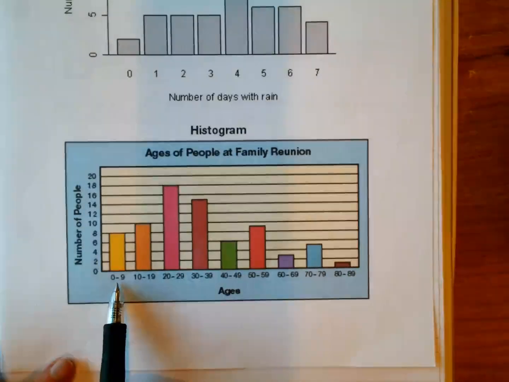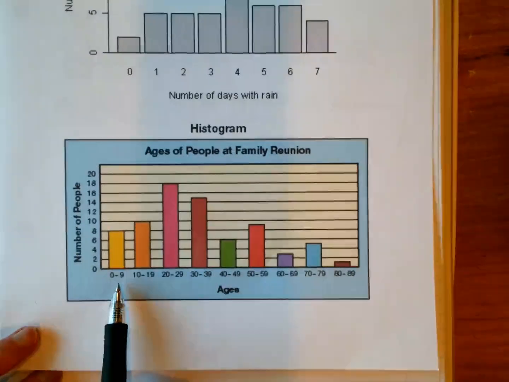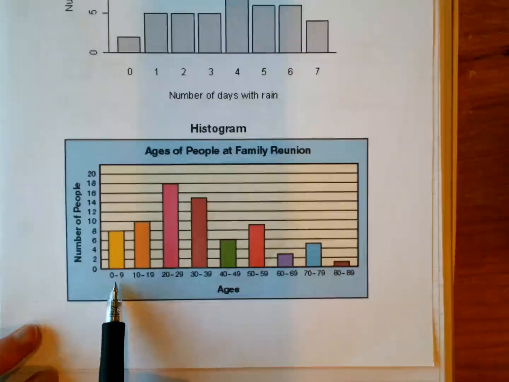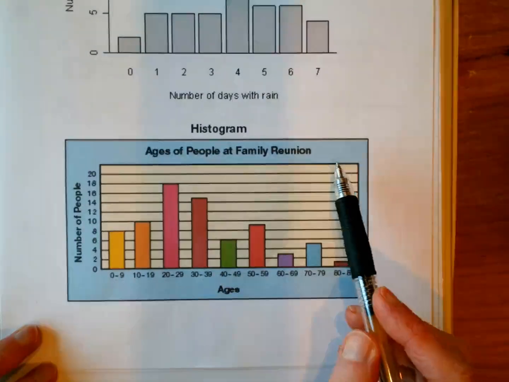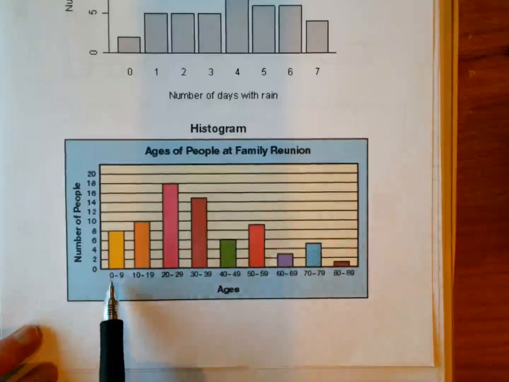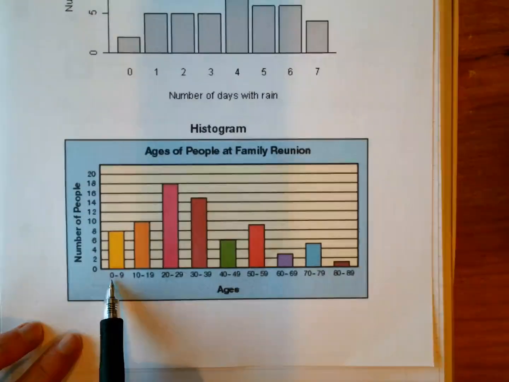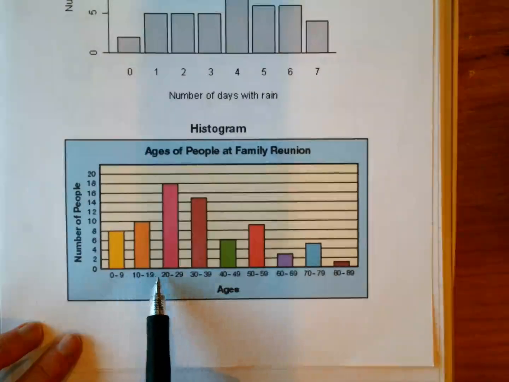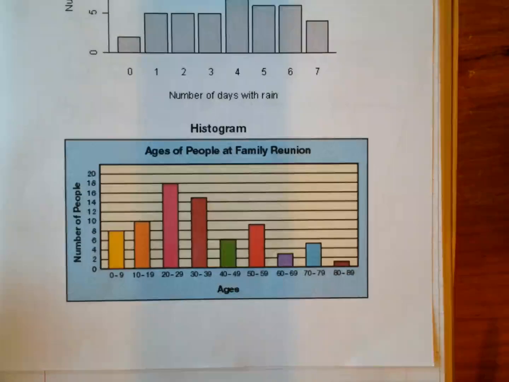Here you can see that instead of going up by 1, 2, 3, or even 2, 4, 6, they're going by ranges. If we're talking about the ages of people at a family reunion, you can see that we have age ranges all the way from 0 to 89. It would not make sense to make a graph that went up in increments of 1. The graph would be huge. And so instead, they put them into age ranges.